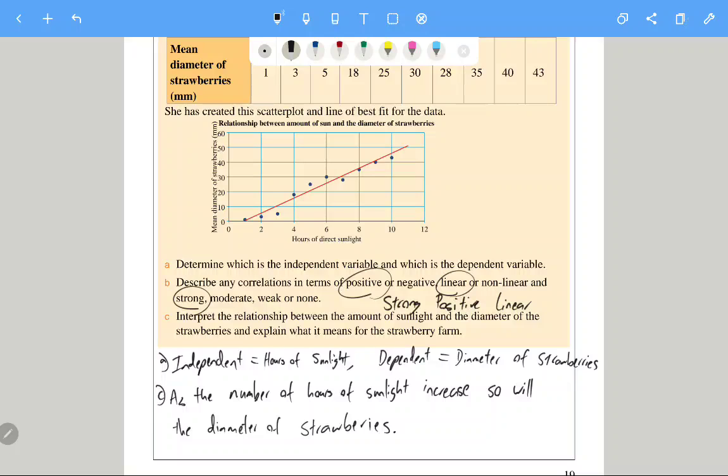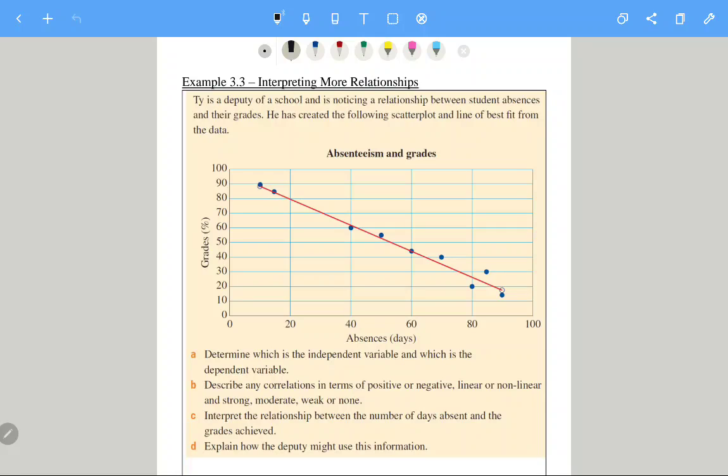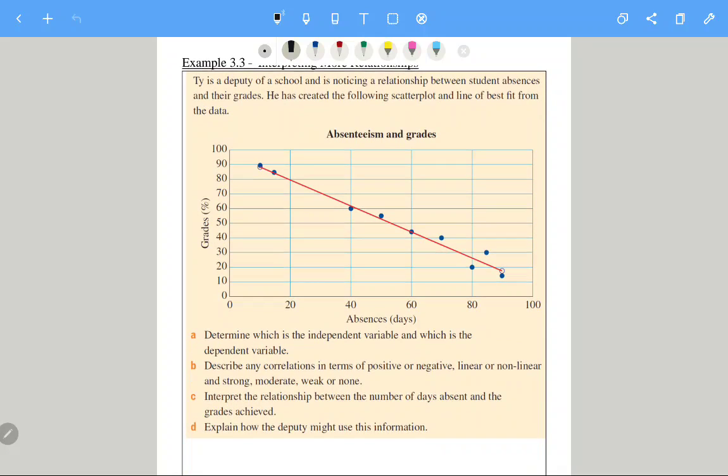Alright, there's one question on the next page before moving on to the next example. Alrighty, Ty is a deputy of a school and is noticing a relationship between students' absences and their grades. He's created the following scatter plot and the line of best fit from the data. Determine which is the independent variable and which is the dependent. So the question is, does absences affect your grade, or does grade affect your absences? And you can see the fact that it was written here on the x-axis. It's clear that the author believes that the independent variable is absences, while the dependent variable is grade.